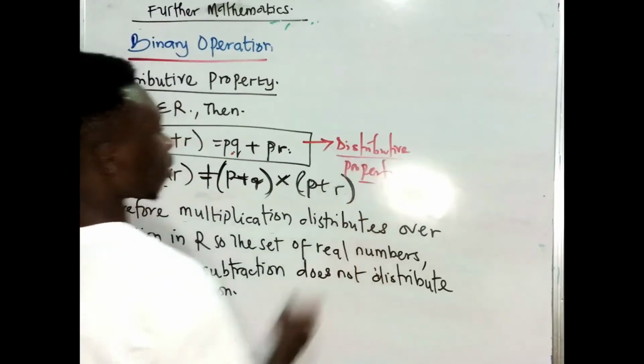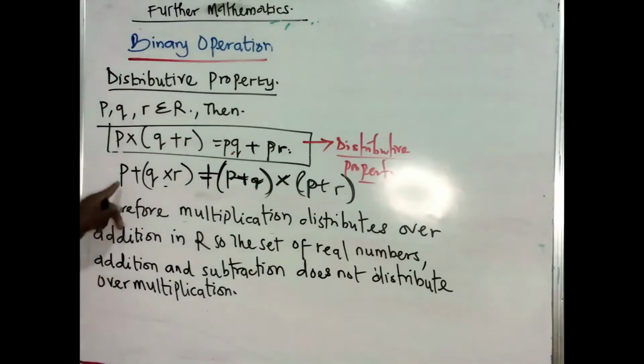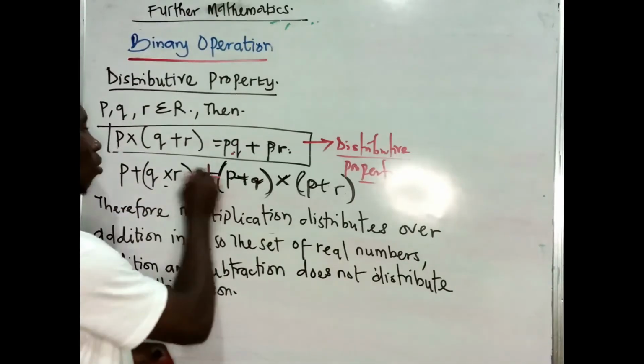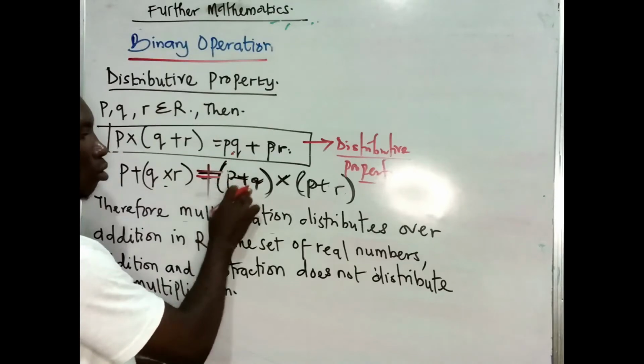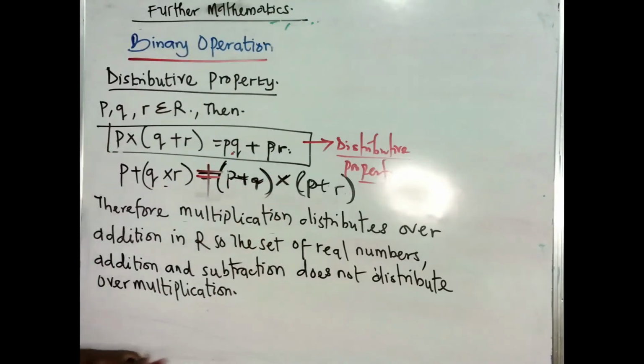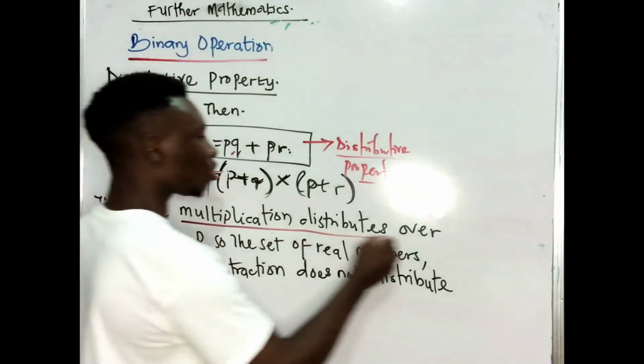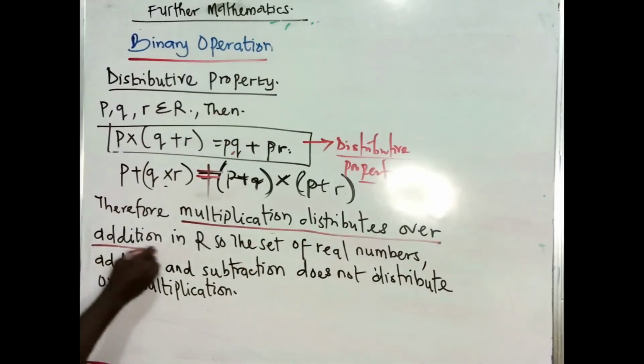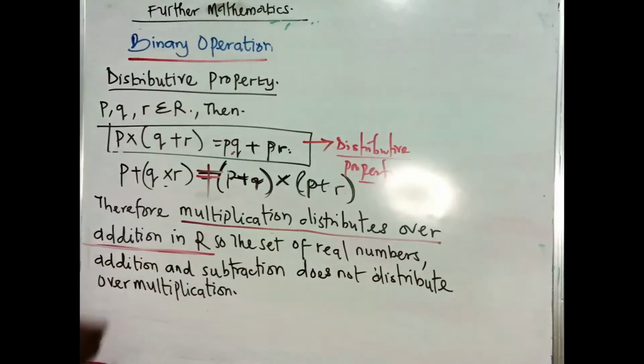Now, this went further to explain to us that P times P plus Q times R is not equal to P plus Q multiplied by P plus R. And so this particular expression here is trying to explain to us that multiplication distributes over addition in R.